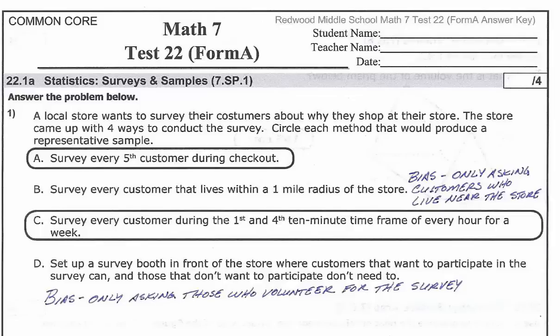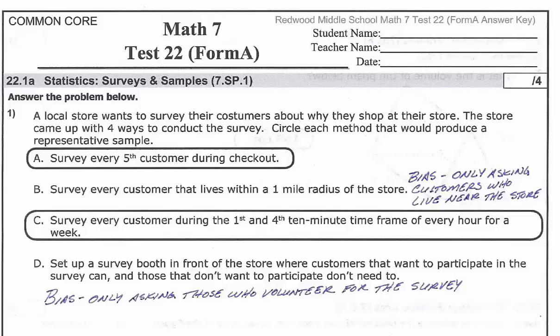The second one, survey every customer that lives within 1 mile of the store. Well, you know what? There's a problem there. The problem is you're asking a group of people who have a certain common characteristic. These are all people who live near the store. So you might expect, well, maybe I'm going to hear they shop at this store because it's close. Well, that doesn't really tell me a lot about why people in general shop at the store. Unless I'm thinking that a whole bunch of people are going to move close to the store, that probably isn't going to help me figure out how to get more customers. So B is not a good choice.